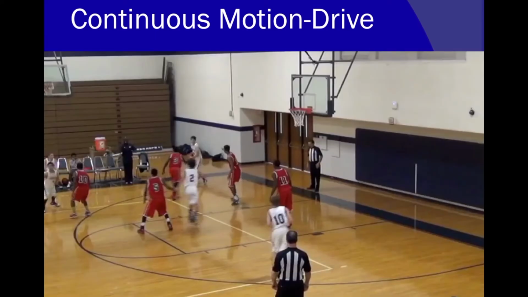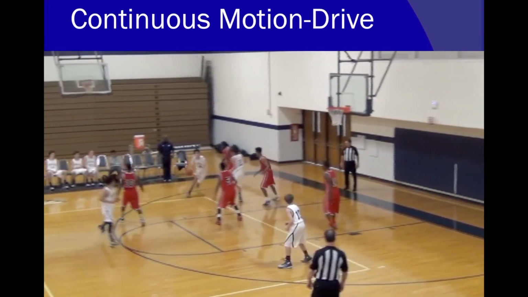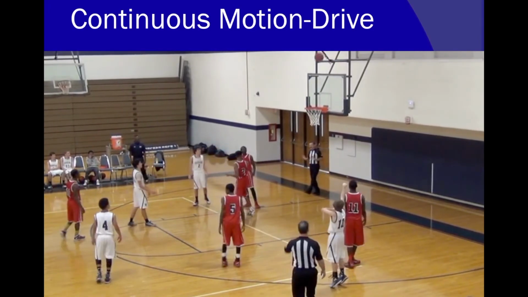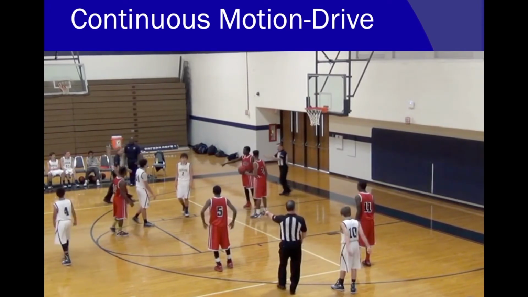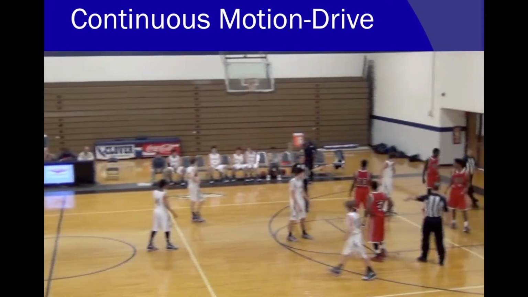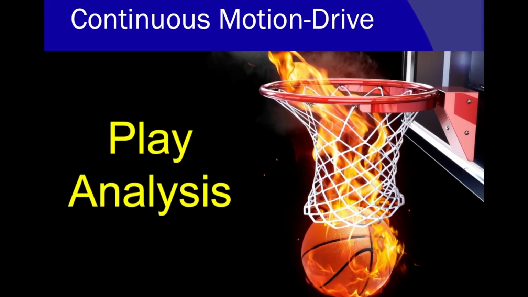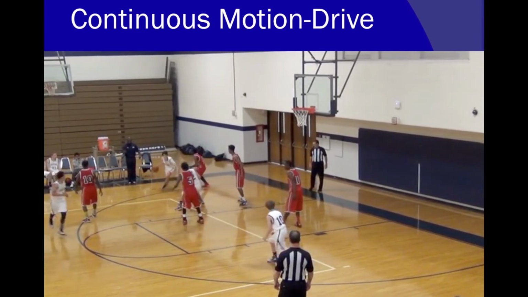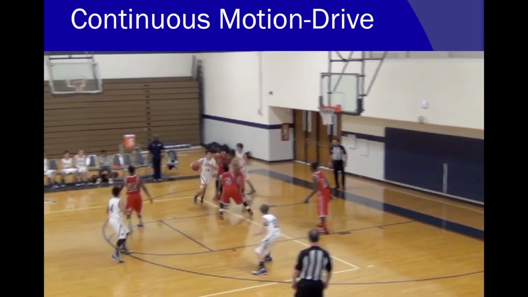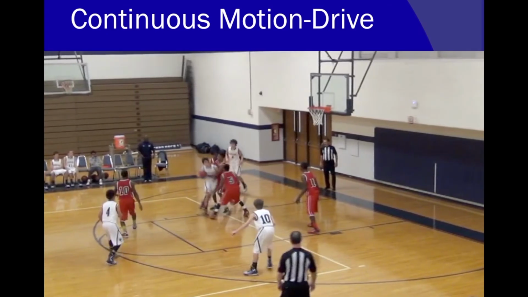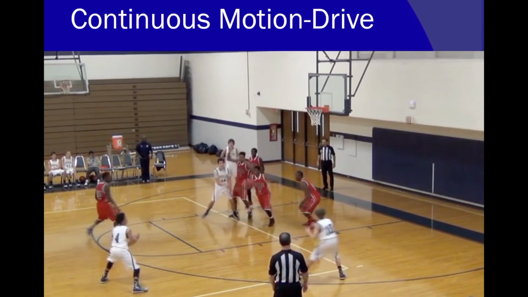Let's look at the third play. Is this a continuous motion play? As we can see in the slow motion replay, number 14 has picked up his dribble before the foul by the red center. However, in this case, number 14 tells the officials he is not shooting by passing the ball to number 10. Therefore, this is not a continuous motion play. Because the team is in the bonus, number 14 will attempt bonus free throws.